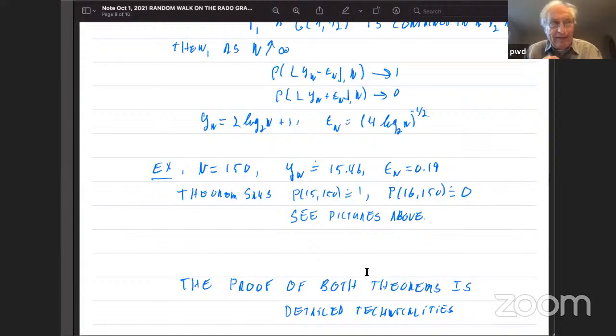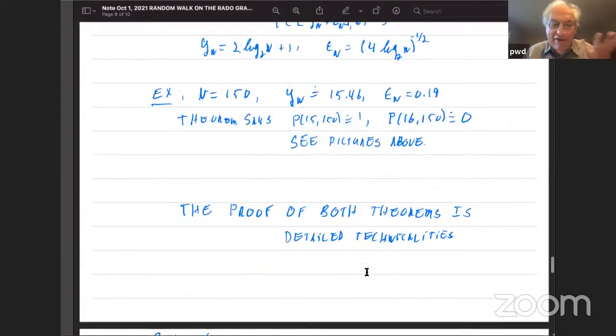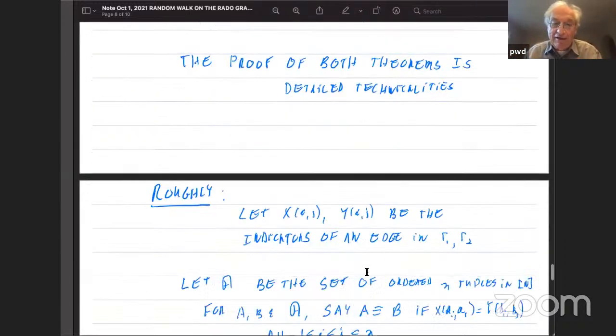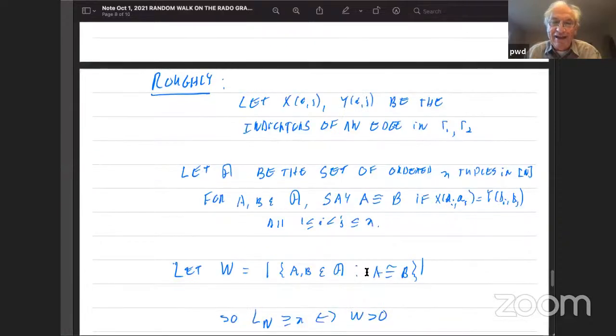The slides will go out. Our paper with Shorov is on the arXiv. I don't know how to tell you how the proof goes in any way that would be comprehensible. It's first and second moment type calculations. And I'll do one.